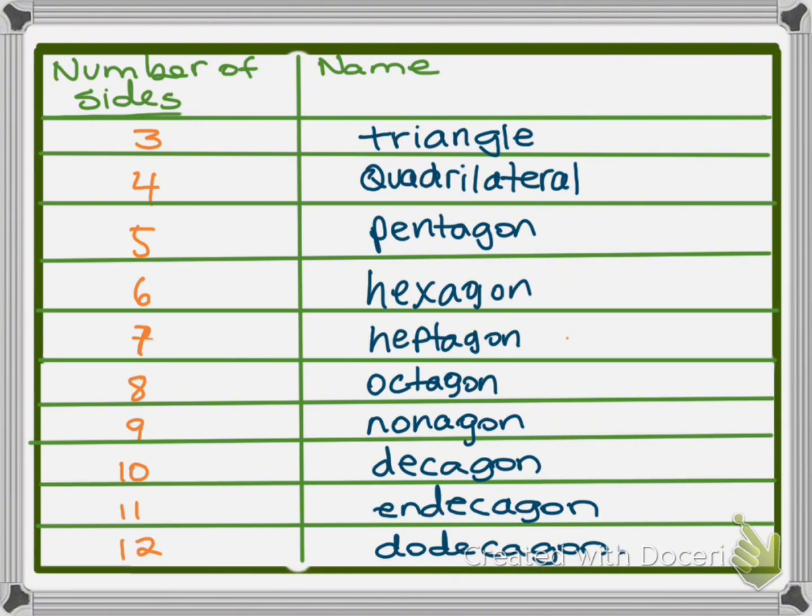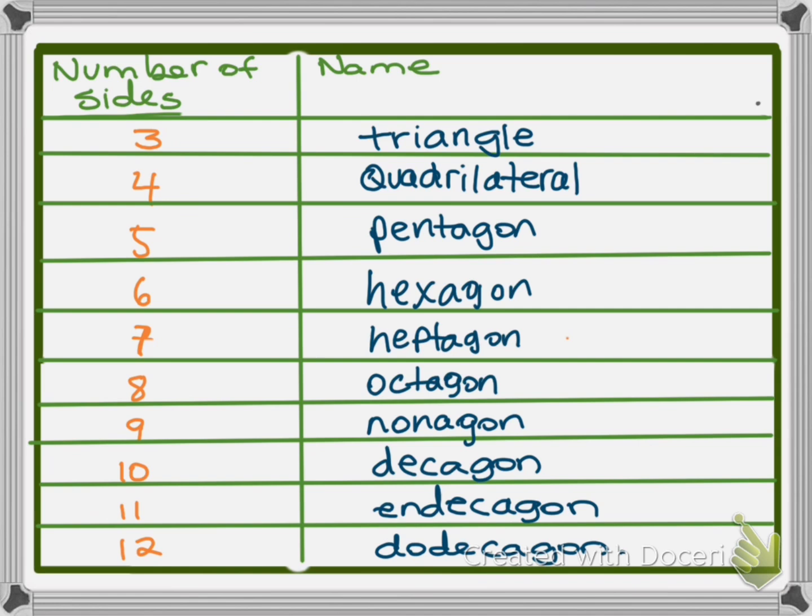5 is a pentagon. 6 is a hexagon. 7 is a heptagon. 8 is an octagon. 9 is a nonagon. 10 is a decagon, 11 is endecagon, and 12 is a dodecagon. After that, we usually just say 13-gon, 15-gon, 20-gon, just the number of sides with the word gon at the end.